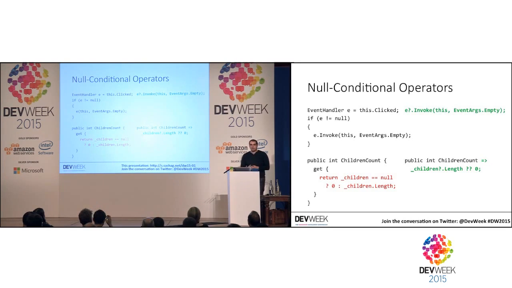By the way, now that I look at it, this should have obviously been clicked and not e, because e isn't declared. So it should be clicked, question mark, .invoke, and so on and so forth. But again, much shorter than the other option.